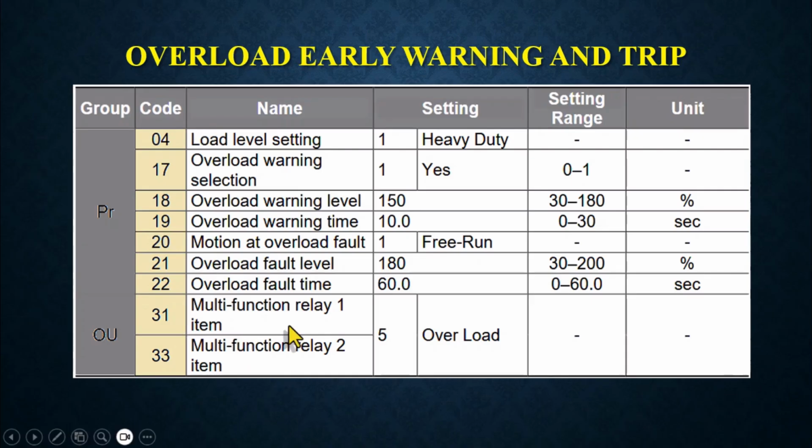In parameters OU31 and OU33, we can specify the settings related to the relay output of this inverter. OU31 is for relay 1, OU33 is for relay 2. If we set either of these parameters, relay 1 or relay 2, to the number 5, when an overload fault occurs, this inverter will provide us with a relay output. Now, we can connect that relay output to an alarm or connect it to a signal so that this signal or alarm notifies us that an overload fault has just occurred.